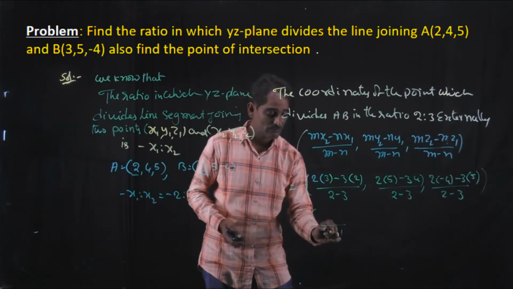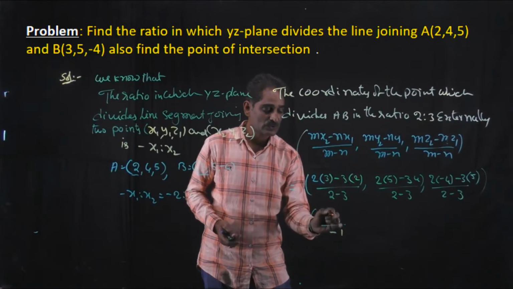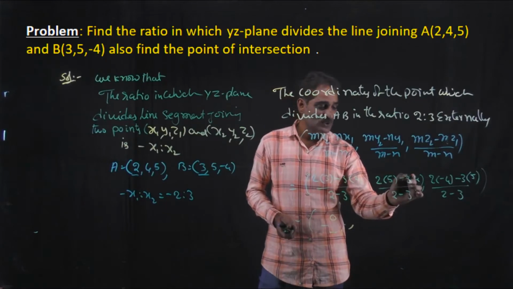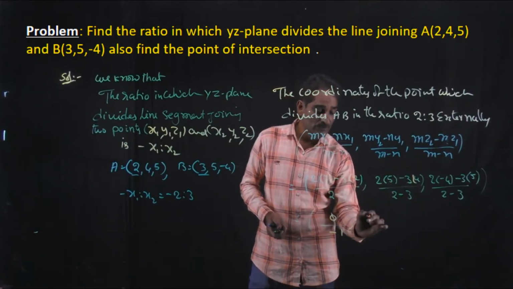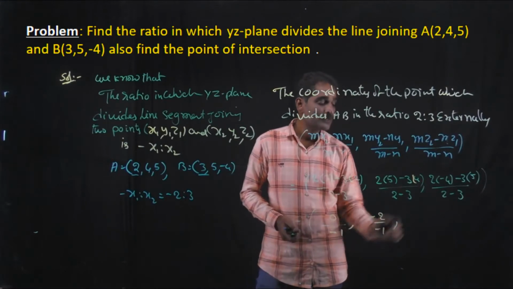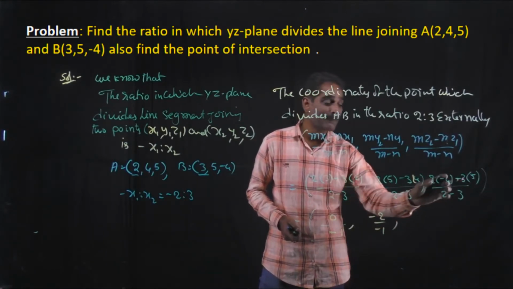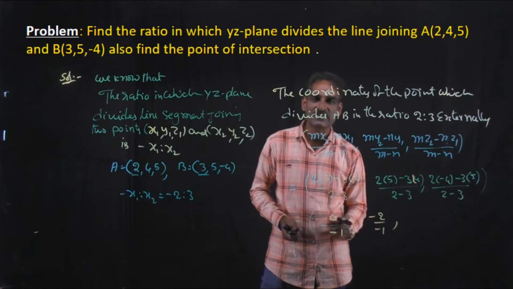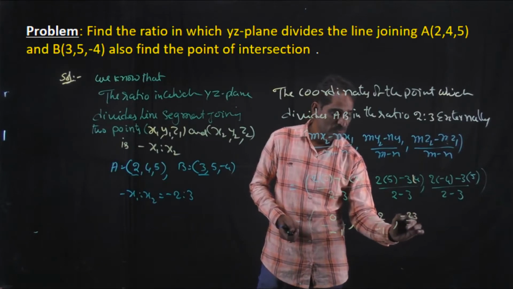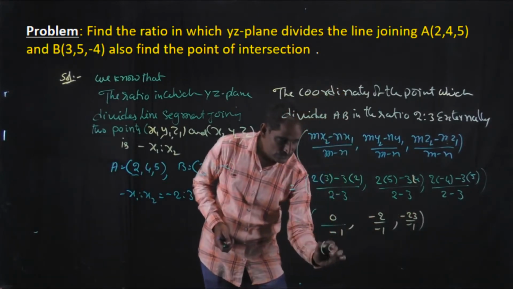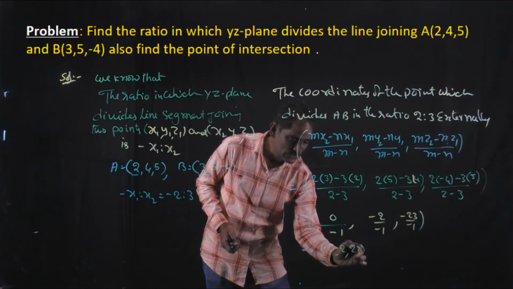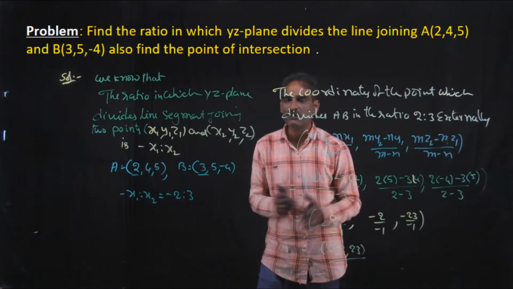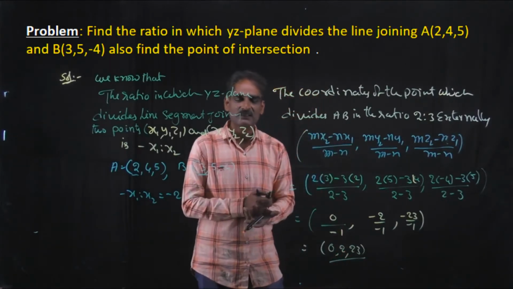Write down minus 1. 6 minus 6 is 0, the YZ plane x coordinate is 0. Then 10 minus 12 is minus 2, by minus 1. Then minus 8 minus 15 is minus 23, by minus 1. Therefore, (0, 2, 23). These are the coordinates of the required point. Understand? This is how to find where a plane divides the given two points.